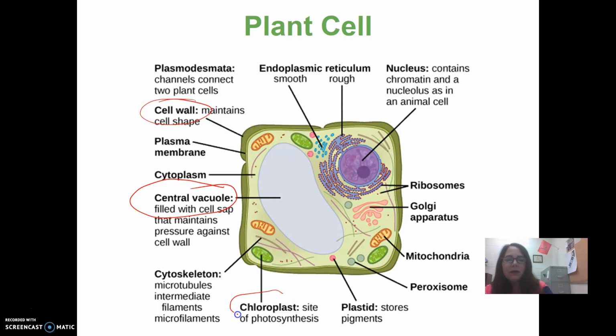Plant cells have organelles called chloroplasts. Animal cells do not have these. Chloroplasts carry out photosynthesis, which is using sunlight to generate glucose, generate food. Now, just because a plant cell has chloroplasts and makes its own food, it still needs mitochondria to convert that food, those simple sugars, into ATP energy. So plant cells contain cell walls, central vacuoles, and chloroplasts. And animal cells contain lysosomes and centrosomes.